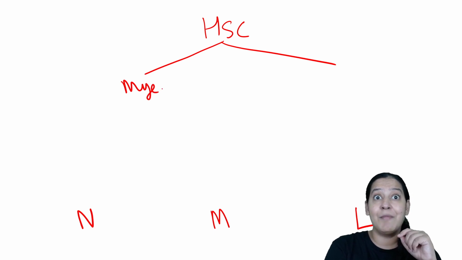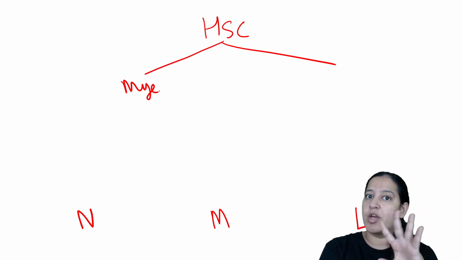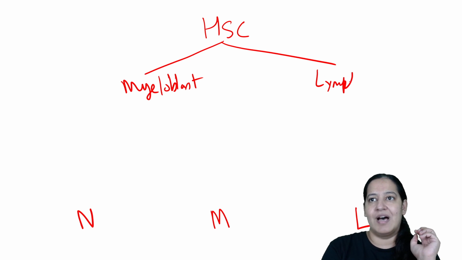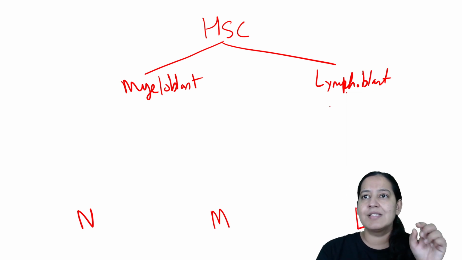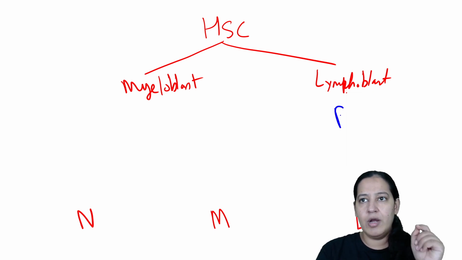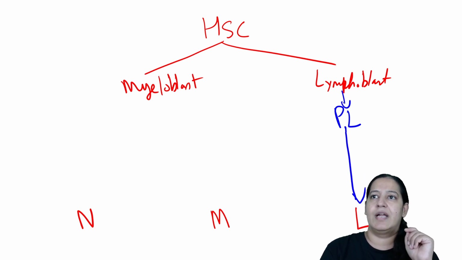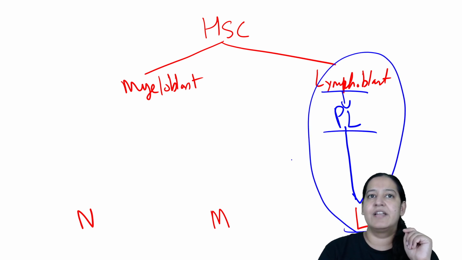Myeloblast, you have to learn the name of the blast. You can't afford missing it because all the mutations which I will be doing in the leukemias will be in blast. So myeloblast, the first cell, or lymphoblast, the first cell. So there are two types of blast. From lymphoblast, pro-lymphocyte is formed, and from that lymphocyte is formed. Lymphoblast, pro-lymphocyte, lymphocyte. So these are the precursors of lymphocyte.